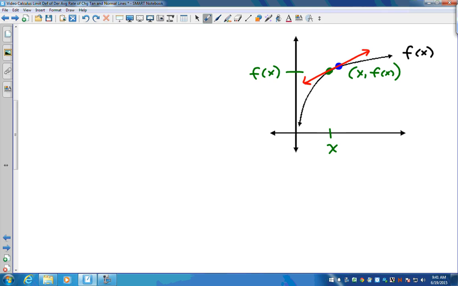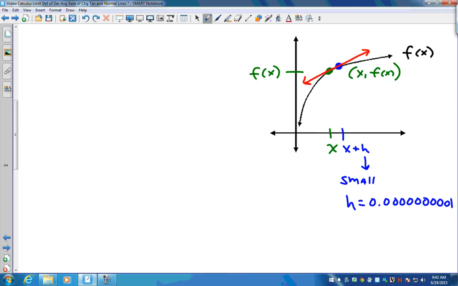How do you feel about that? So if we did that, what's this second point called? Well, what if I called the x coordinate of this blue point x plus h? Would that be okay? And the h value is a very, very, very small value, right? An infinitesimally small value that is added to x. So let's just say if x was 3, x plus h would be 3.000000000000001.